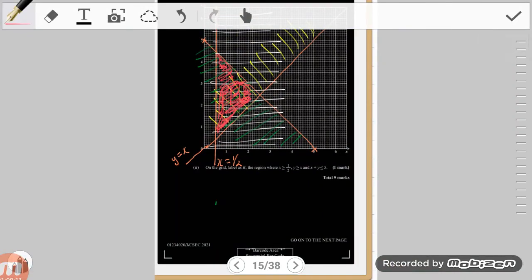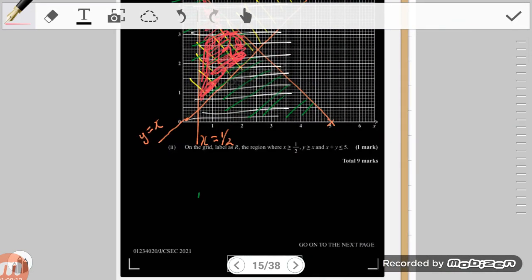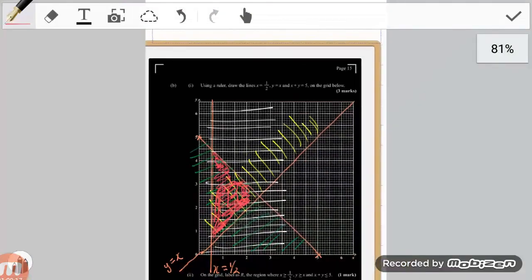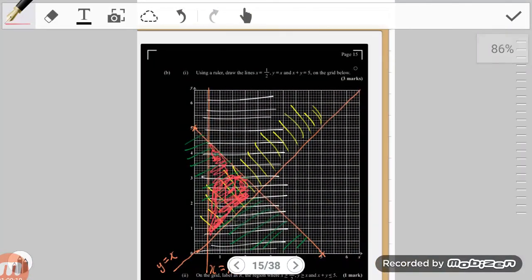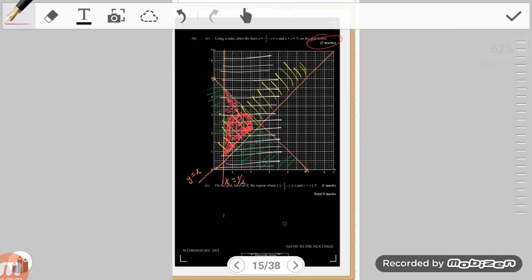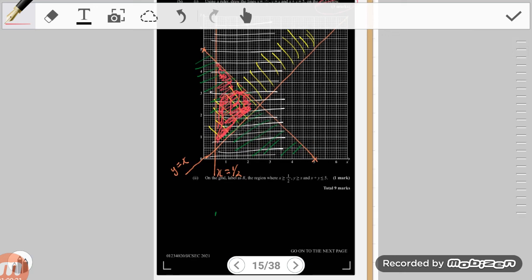Right, so that's not bad. That's a lot of work for 1 mark though. Okay, oh, so we actually got 3 marks for drawing the lines. That's good. And we got 1 mark for shading the region. So fair enough. I think that we could have maybe gotten 5 marks, but it's fine. It's a little bit stingy though, but that's okay. We'll move on to the next question.